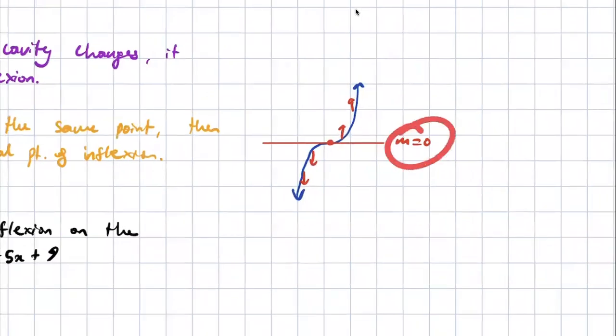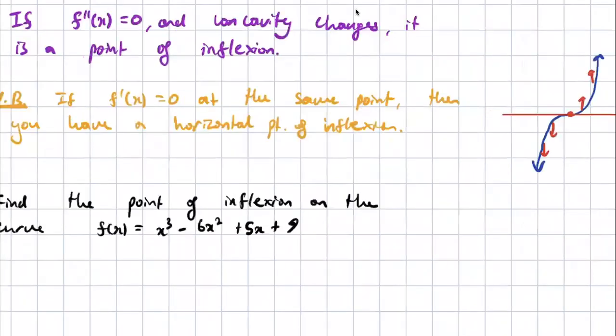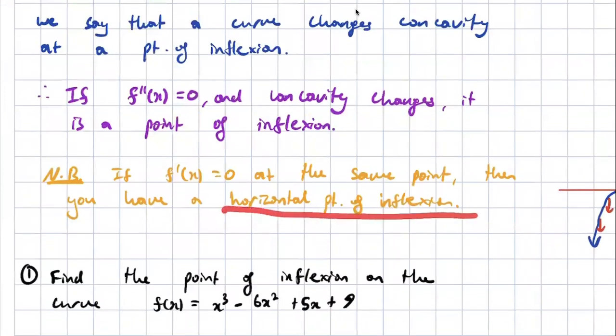You'll notice that the gradient of the tangent to the curve at that point is 0. So we have a stationary point there. And at that point, you'll notice that we go from concave down to concave up on either side of that point. So it's both a point of inflection and a stationary point. So we have a horizontal point of inflection. I'll show you an example with that a little bit later on.